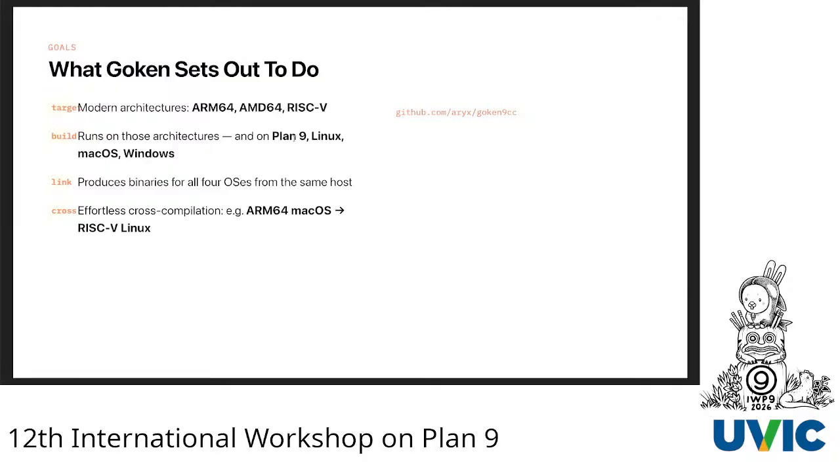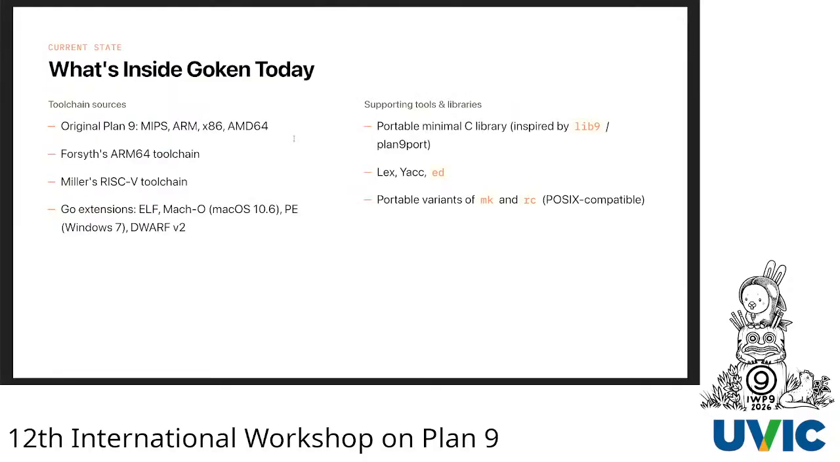And so what's inside Goken today? Basically I took some of the components of the Plan 9 toolchain that was in the 4th edition of Plan 9. And so there's a MIPS toolchain, the ARM, x86, and AMD64. I took the work of Charles Forsyth, and so you have the ARM64 toolchain, and the work of Richard Miller. And then I've taken some of the Go extensions that they made to support ELF, Mach-O, PE. In this Go work, they also added support for the DWARF debugging format. So you could produce binary and then use GDB to debug those binaries. You could also use ACID and DB, but you could also use GDB.